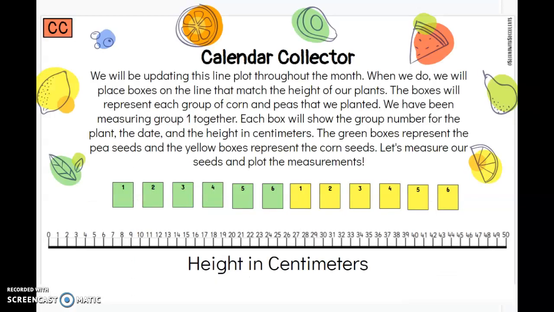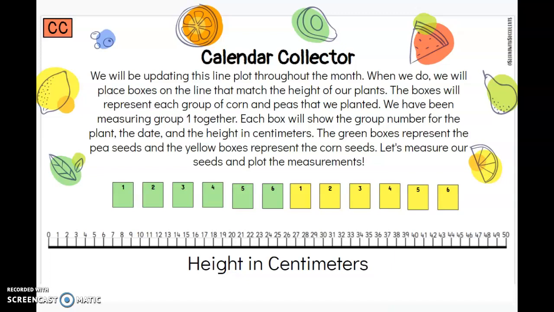Now that our chart is all filled in, I want to show you how we will be comparing the height of all of our plants over the next few weeks. We are going to be using something called a line plot. It looks a lot like an open number line, but it's going to show us our height in centimeters for our plants, all the way up to 50 centimeters, if our plants get that big.